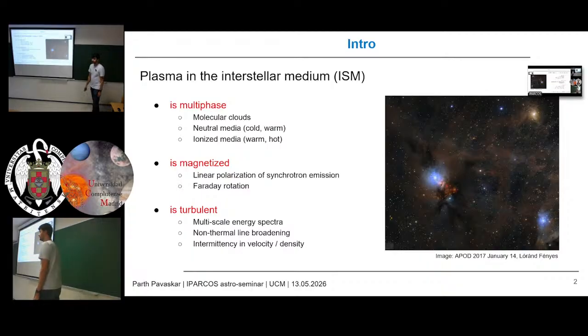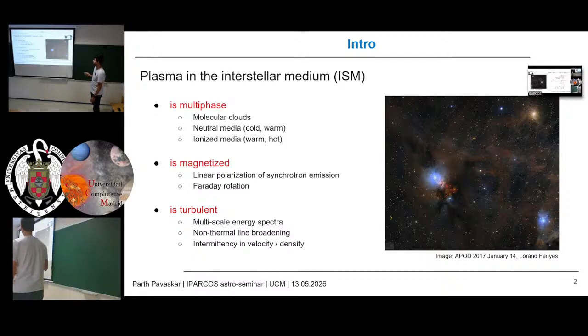So let's start with the ISM. The ISM is the multi-phase matter, gas, and radiation that exists in the galaxy between the stars and the stellar systems. There are some things that we know about the ISM from observations. We know that the ISM is multi-phase, in the sense that it contains different thermal phases like molecular clouds, neutral media, and ionized media at different temperature ranges. We know that the ISM is magnetized, and we have seen this through polarization of synchrotron emission or through Faraday rotation, all of which require some kind of magnetic field.